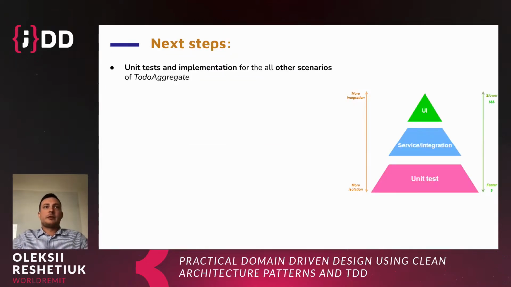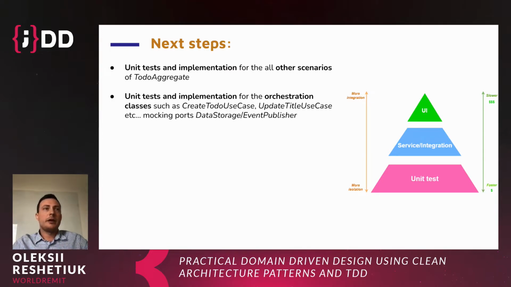And important, what else needs to be done? First of all, unit tests and implementation for all other scenarios of the to-do aggregate, because we considered only one, to-do creation. Then we need to implement the unit tests and implementation for our orchestration classes, such as create to-do use case, update title use case, etc. And here, of course, we need to mock the ports, like data storage, event publisher, etc.